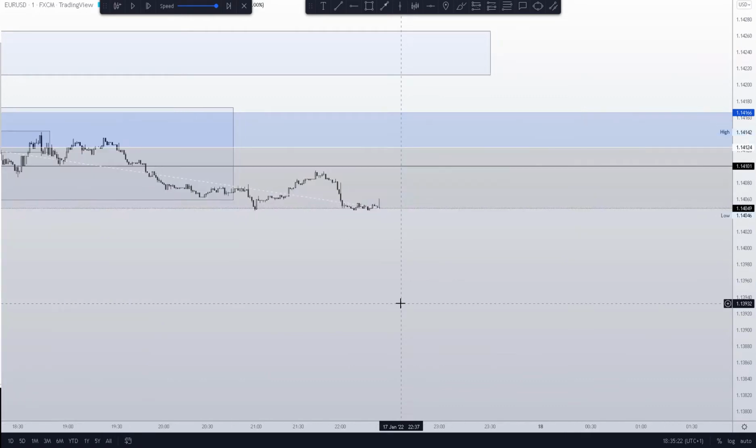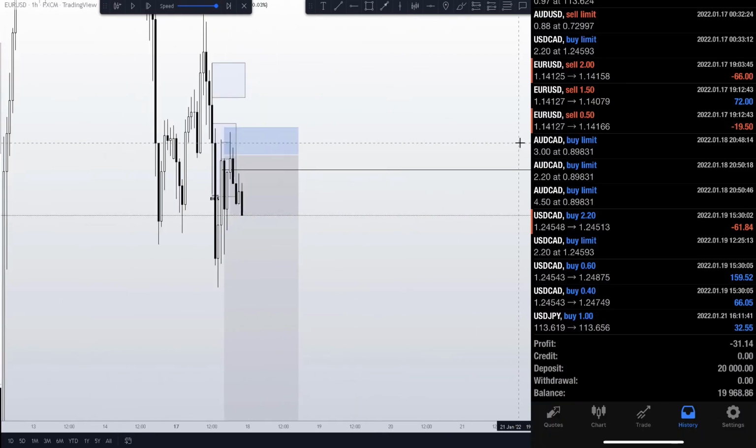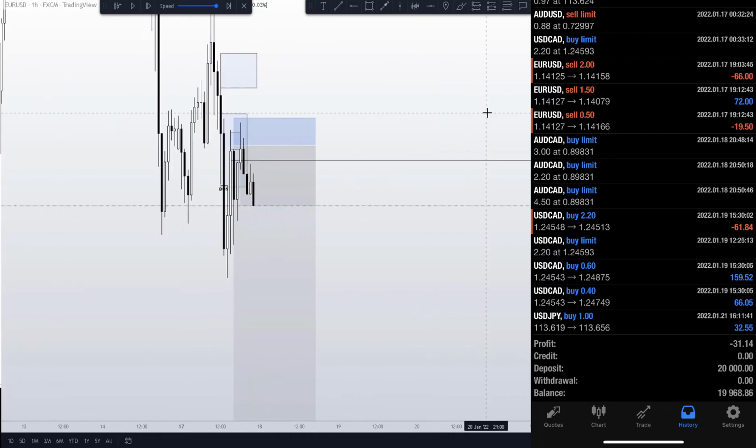There we go. I don't understand. I don't remember why I had an initial loss, because we can clearly see that I lost 66 euros and then another 1950 and I made only 72. So let's check this out.